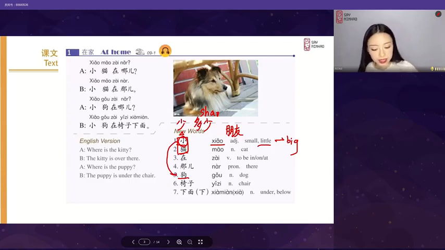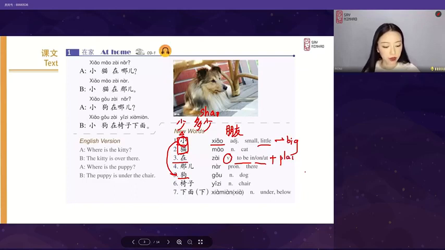Okay, next one is this word, 在, zài. It means to be in, on, at somewhere. It is a verb, to be in, on, at somewhere. And when I want to say at some place, then I just need to put the place after zài. For example, if I want to say at the shop, then it is 在商店. Okay, at school is 在学校. Okay, this is 在.